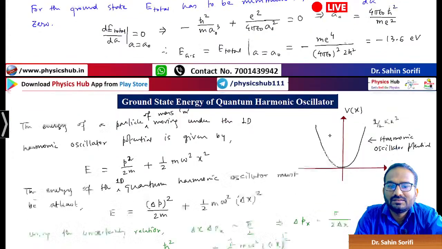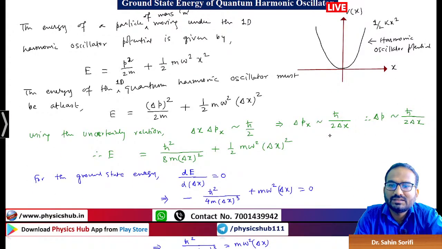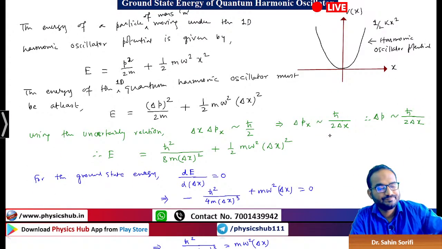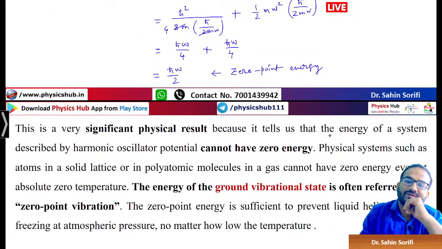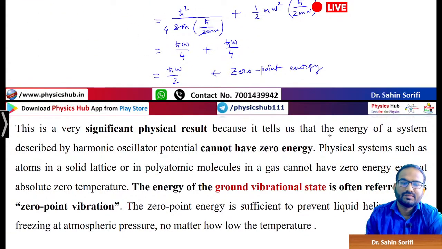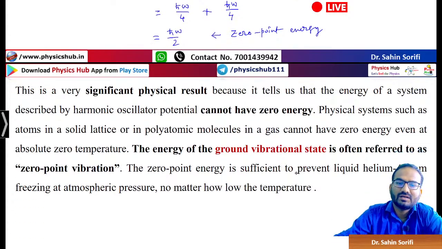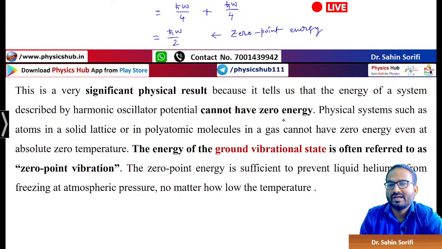Did you understand how to apply the uncertainty relation in several cases? Now this is a very significant physical result because it tells us that the energy of the system described by the harmonic oscillator potential cannot have zero energy. It has some non-zero energy which is known as the zero point energy.